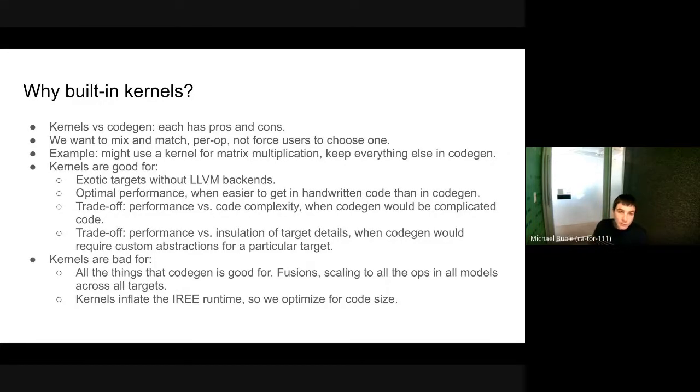Kernels are bad at what CodeGen is good for, so fusions, we discussed that. And scaling to all the ops across all the targets, this 2D matrix that has held for the library approach that people like me were working on before joining IREE. You have 1,000 different neural network operator types. You need to target dozens of different target architectures. This doesn't scale. CodeGen scales. Kernels inflate the runtime to the extent that they are part of the runtime. Ben had edited my statement earlier. It can also be statically linked in the model.